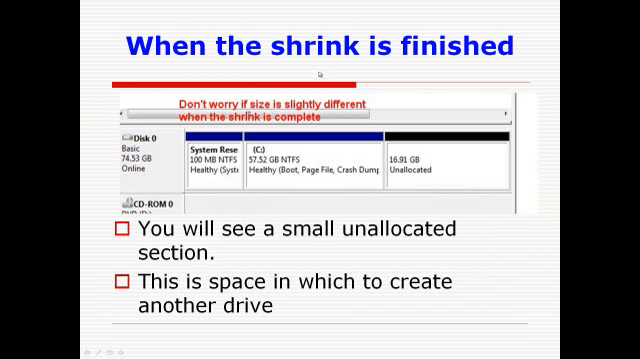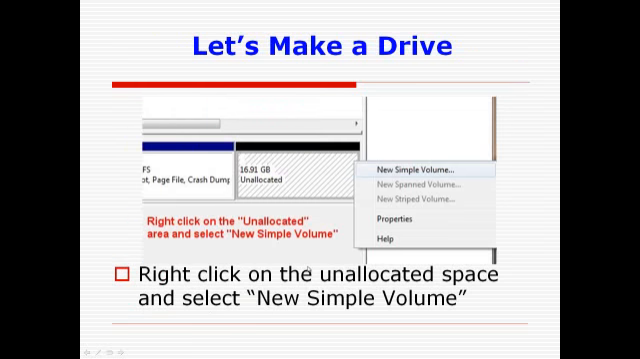When the shrink is finished, which could take just a couple of minutes, don't worry if the size is slightly different when the shrink is complete. As you can see in this case, although we asked for 17, it did say 16.91. That's fine. This is the unallocated disk space that we've just created. This is a space in which we can create another drive. If you right click on the unallocated space, you'll see a sub-menu come up and select New Simple Volume from the top there.